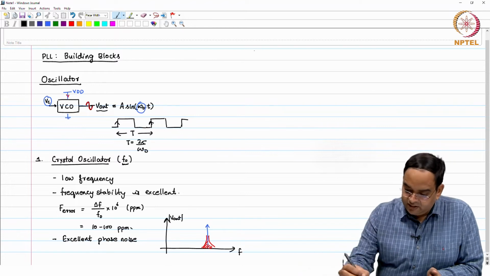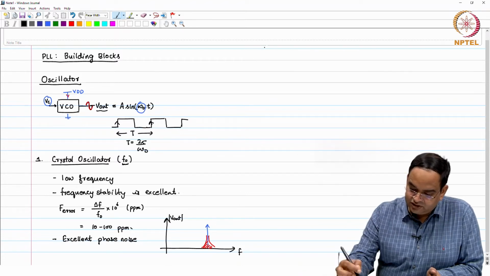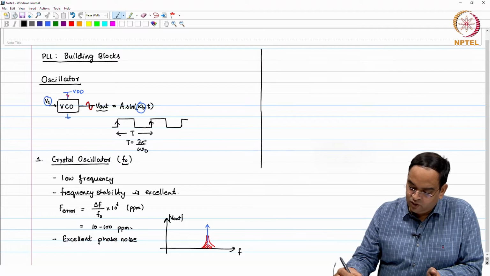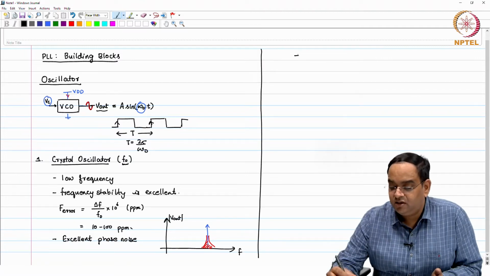The bad part, the only bad part about the crystal oscillator is that they are quite bulky. Okay. So, crystal oscillators are bulky.